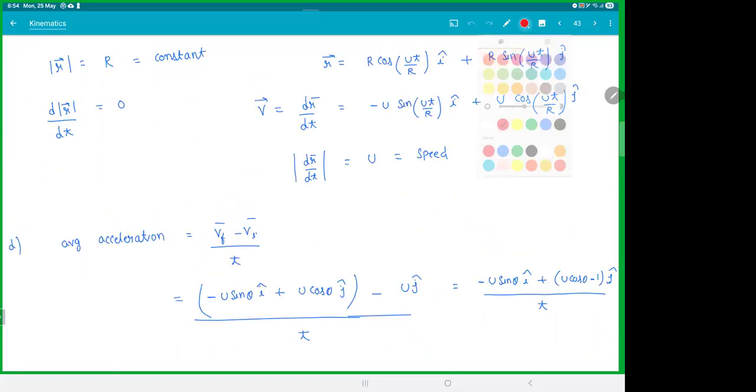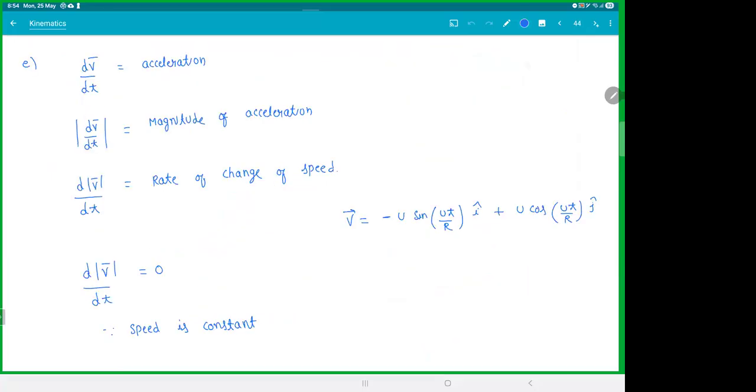This is not a completely new thing, but the mod things are new. So you want dv bar by dt, just differentiate this. I hope everyone remembers the differentiation thing. Every time you differentiate, the function inside will keep coming out. You get minus u square by r, sine becomes cos. This is minus u square by r, cos becomes minus sine, so minus comes out.